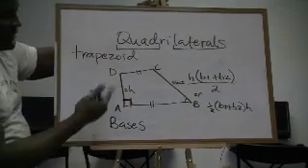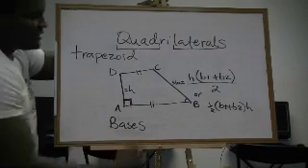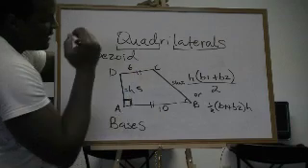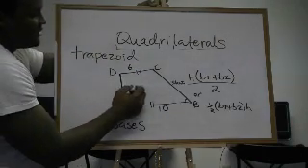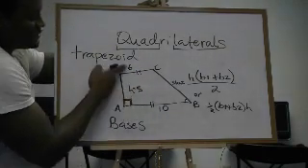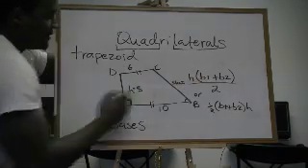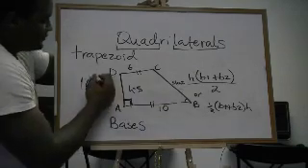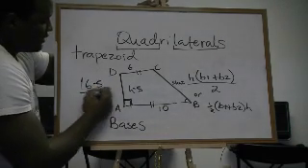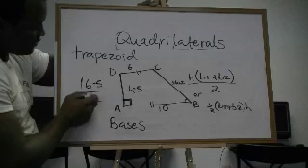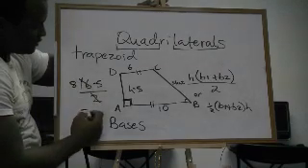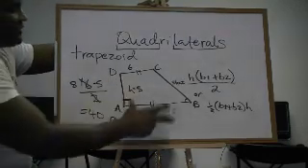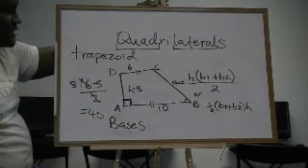So to find the area of this, let me just put in some numbers. Let's call this 10, 6, and 5. Height is 5. So the area would be the sum of the two bases, base 1 and base 2, 16, times the height, divided by 2. 80 divided by 2. So the area of this trapezoid is 40 square units.